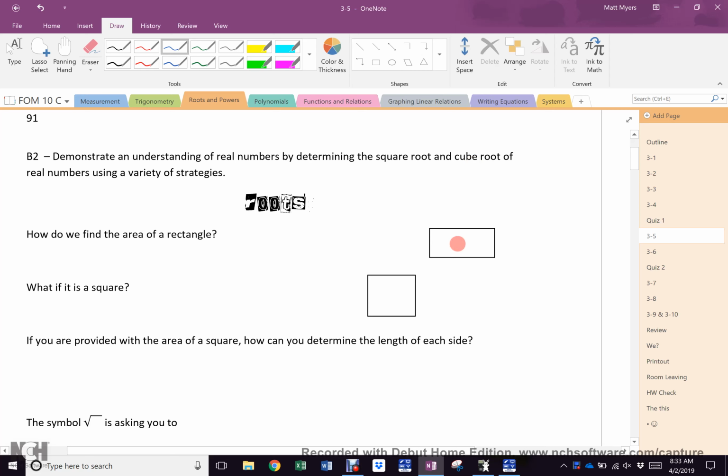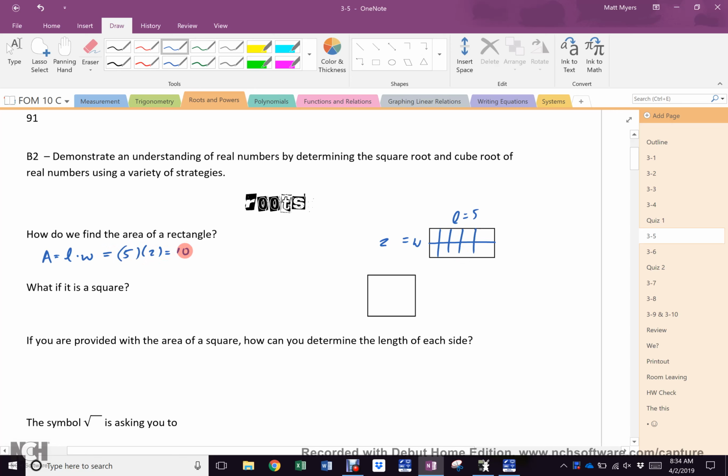So here's a rectangle, yes? How do I find its area? Length times width. Width, length, right? So area equals length times width. If I tell you that the width is 2, it would look like that, right? And if I tell you that the length equals 5, it would look like that, right? And what would the area be? Easy peasy lemon squeezy, yeah?